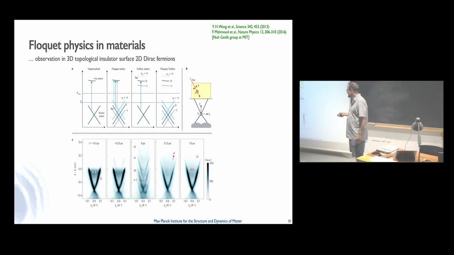But the mere presence of the sidebands is not a hallmark signature of Floquet physics. The dressing can happen inside the sample, these are Floquet states, or the dressing can happen outside the sample, these are Volkov states. In reality, you will have both. And you have to find a way of disentangling them. That's why it's important to have other probes that don't suffer from this problem. Okay, I just wanted to mention this. I will come back to this in a minute.